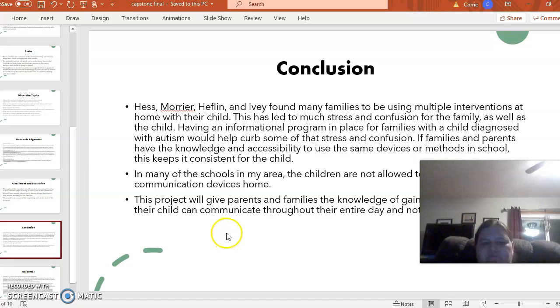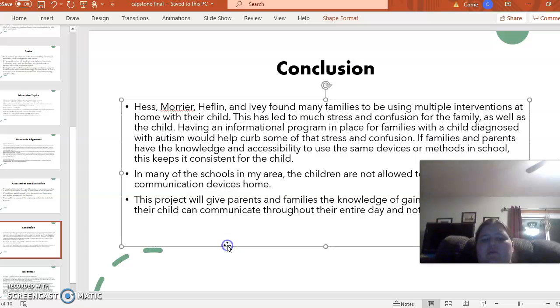This would be like telling a child that you can use your voice at school, but once you leave school, you can't talk at all. And this would help alleviate a lot of that confusion.